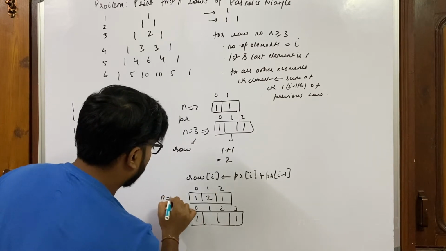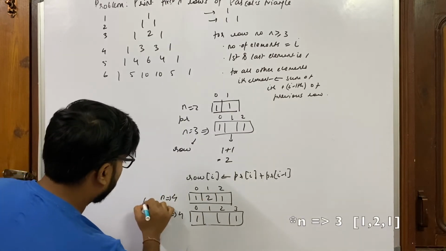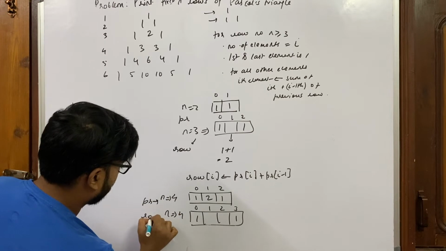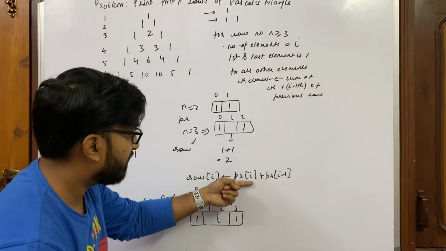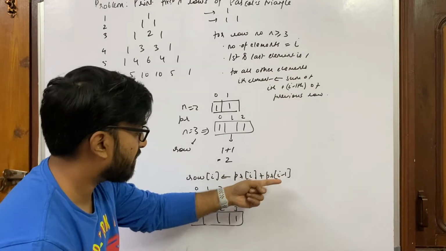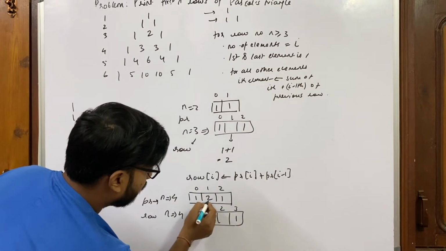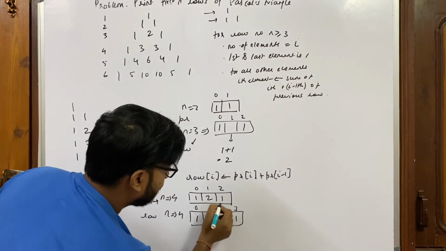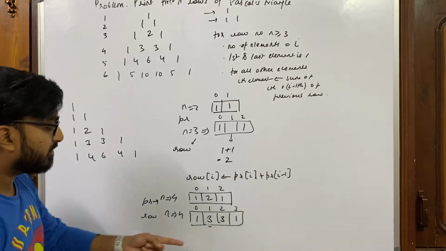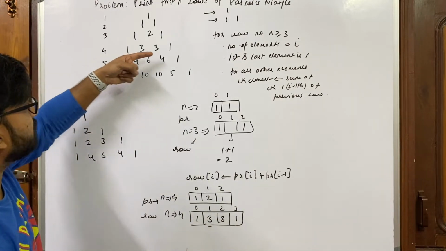Okay, this is for n equal to 4. In this case, this is our previous row and this is our row. So row of I is previous row of I plus previous row of I minus 1. In this case, it is 2 plus 1, so this is 3. In this case, it is 1 plus 2, it is 3. So you get the fourth row as 1, 3, 3, 1.